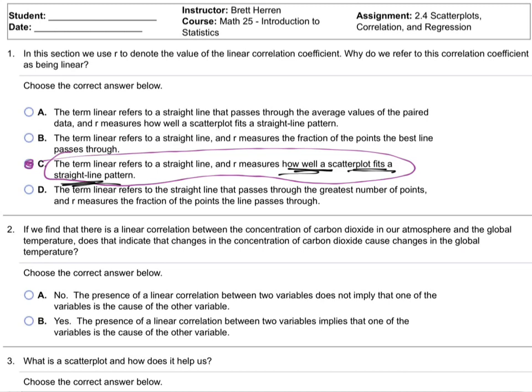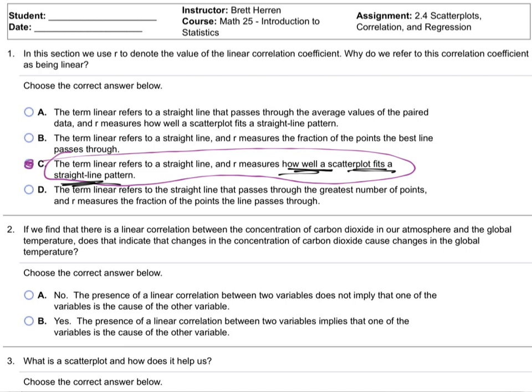Okay. So if we find that there is a linear correlation between carbon dioxide, let's read this. What if we find there's a linear correlation between carbon dioxide in our atmosphere and the global temperature? Does that indicate that changes in the concentration of carbon dioxide cause changes in the global temperature? They're trying to trick you. There's one key word in there that's wrecking it. The answer is actually no. What's the bad word in there? The word that's not true.